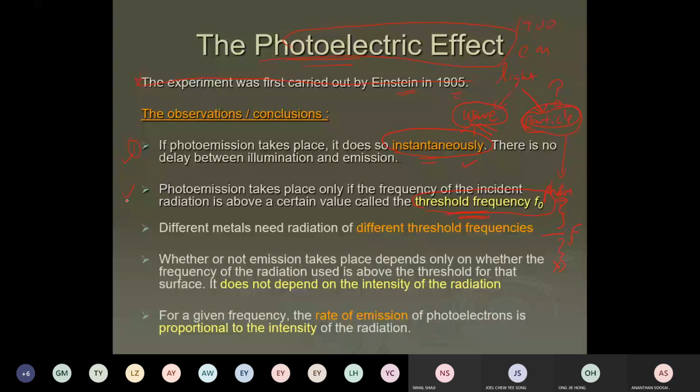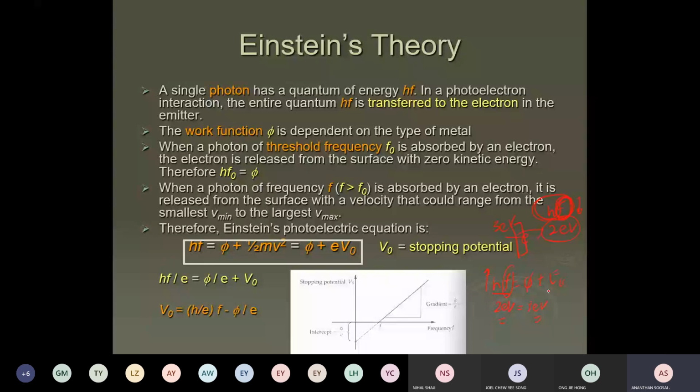And the third point here, the emission of electron is independent of intensity. It depends on frequency. Just as I said, it depends on frequency, right? You see, when frequency rises, hf will rise. When hf rises more than the work function, the electron will be released. So the release of electron depends on frequency. Then what does intensity do?